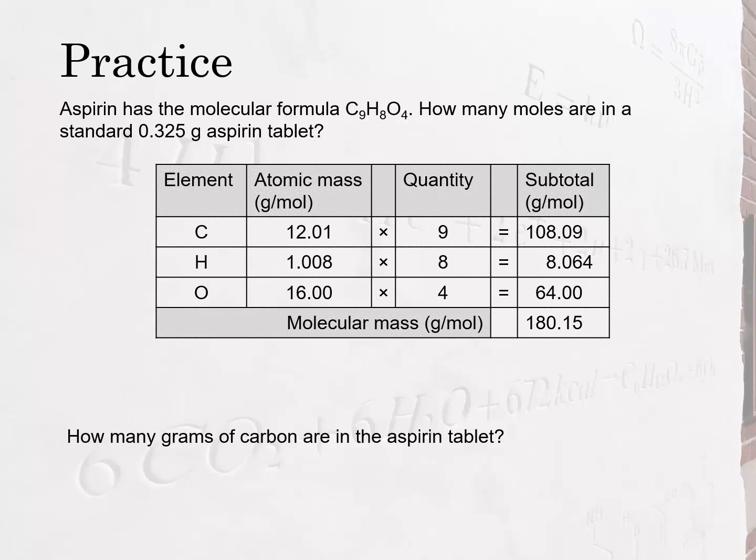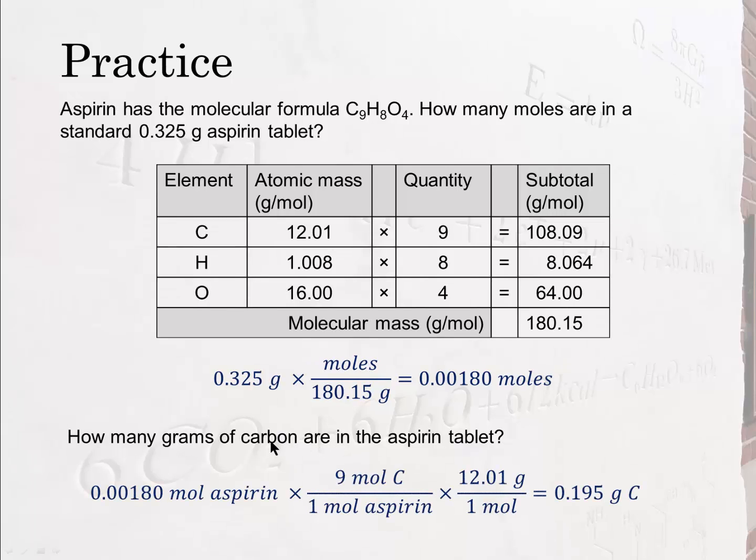There are more atoms in the first problem, but the process is the same. Adding up the atomic masses of C, H, and O times the number of atoms in the formula gives a molecular mass of 180.15 grams per mole. Dividing this into the mass of aspirin gives the number of moles, 0.00180 moles.